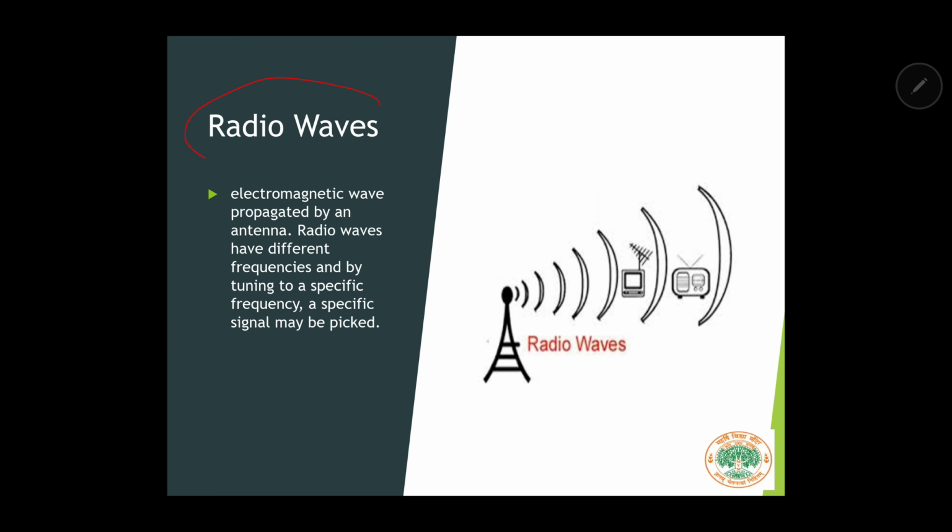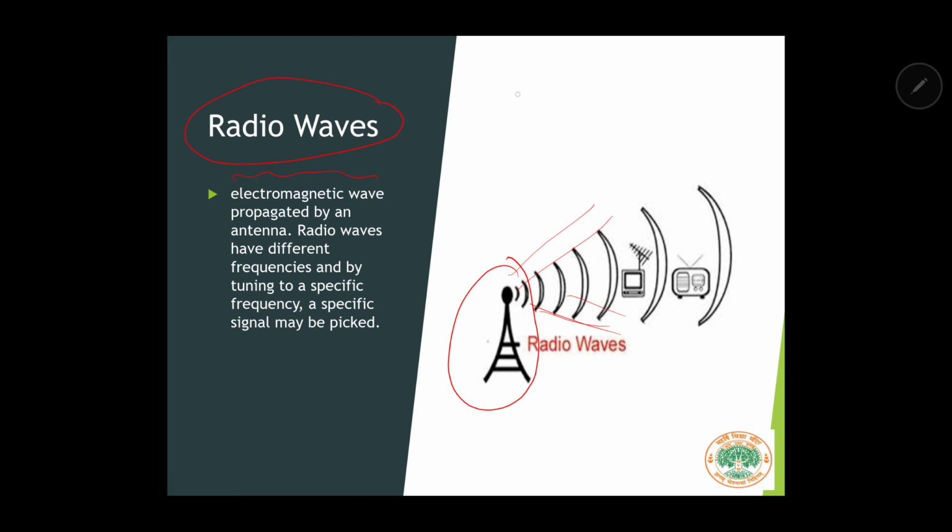Next we go to radio waves. In case of radio waves, electromagnetic waves are propagated by an antenna. One antenna is there, and with the help of that electromagnetic waves are propagated. Radio waves have different frequencies, and by tuning into a specific frequency, a specific signal may be picked. So in case of radio waves, a particular antenna releases the signal and it is carried in different frequencies.